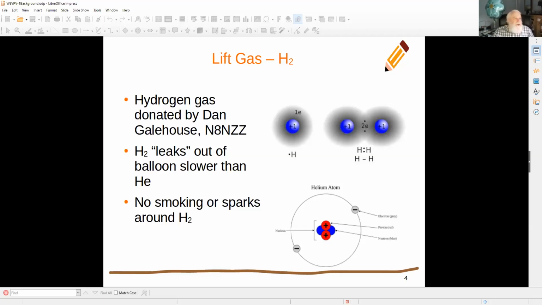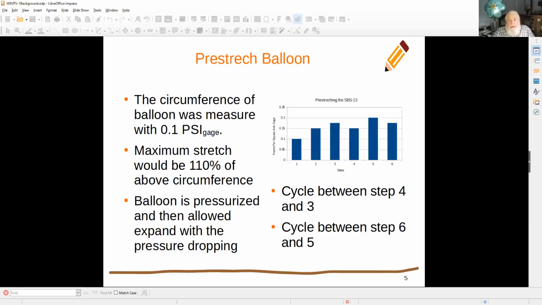Hydrogen is much cheaper than helium, and the only drawback is that it is flammable. But if you do light a balloon with hydrogen in it, it burns at the surface. It burns hot, it burns rapidly, but it's not explosive, so to speak. So all we had to do is give up our smoking and have no sparks around. Anyway, we've now decided on what we're going to use for the lift gas.